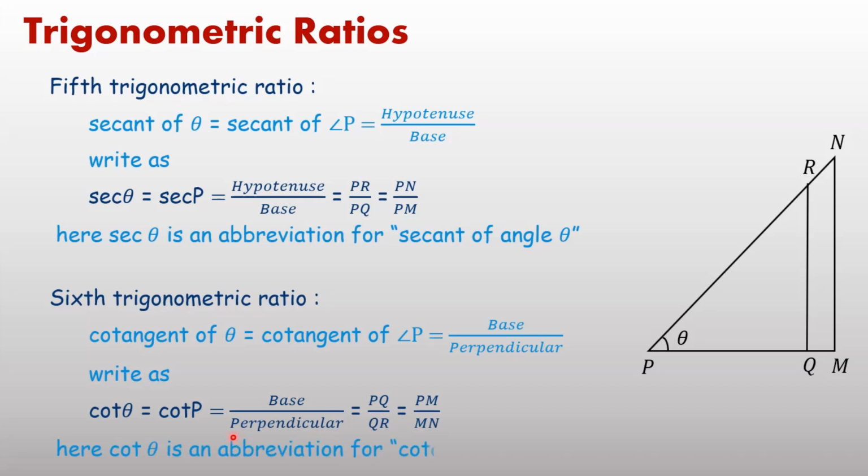As a revision, just again I want to revise. Sin theta represents perpendicular upon hypotenuse. Cos theta, base upon hypotenuse. Tan theta, perpendicular upon base. Similarly, cosec theta, sec theta and cot theta are the reciprocals of sin theta, cos theta and tan theta respectively.